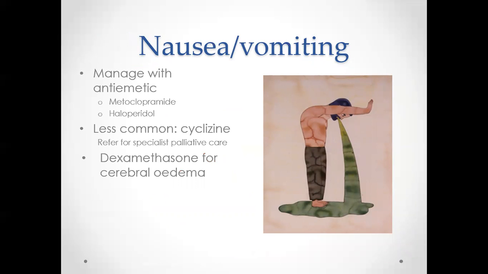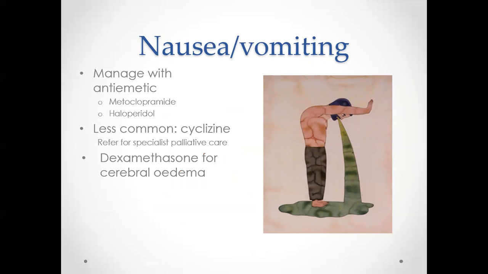With managing nausea, a thorough assessment can help determine the cause of the nausea and therefore the most appropriate treatment of the symptom. The most common antiemetics are metoclopramide and haloperidol. Less common are cyclizine and dexamethasone, which are often used due to nausea secondary to swelling in the brain.